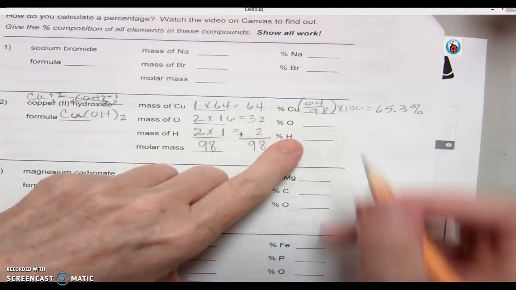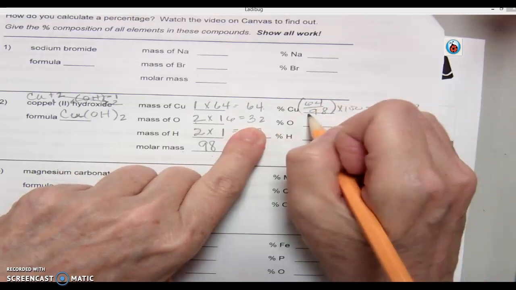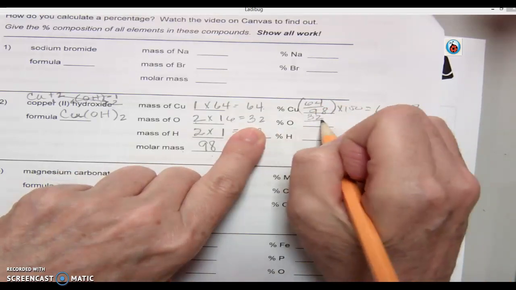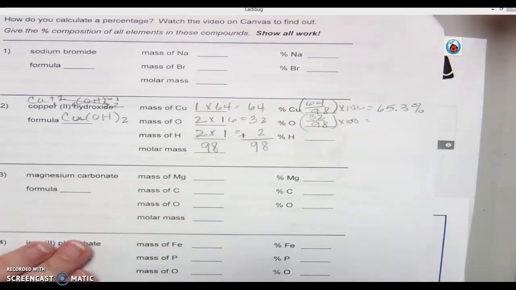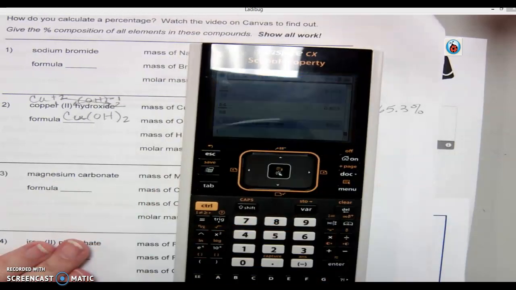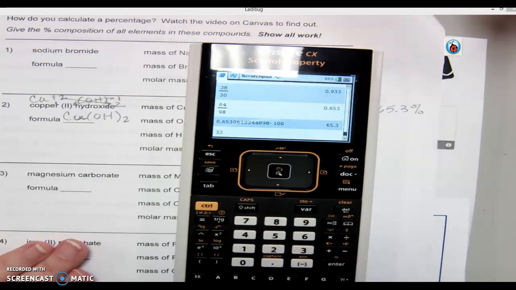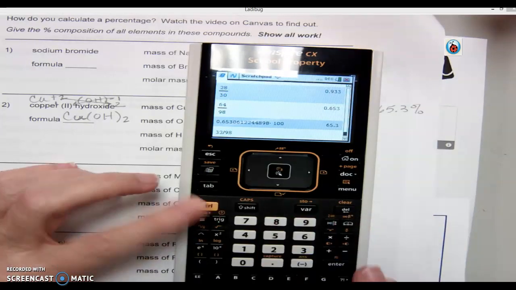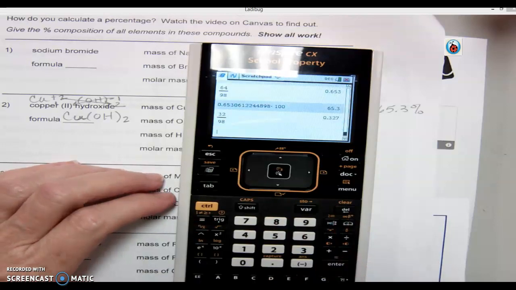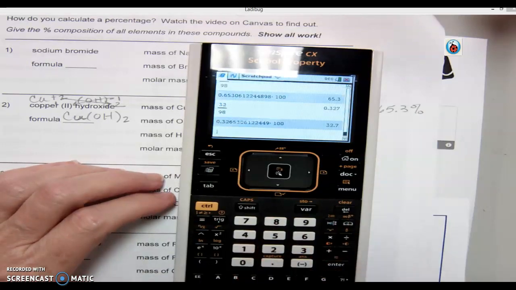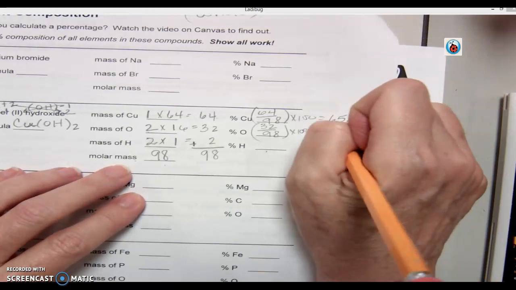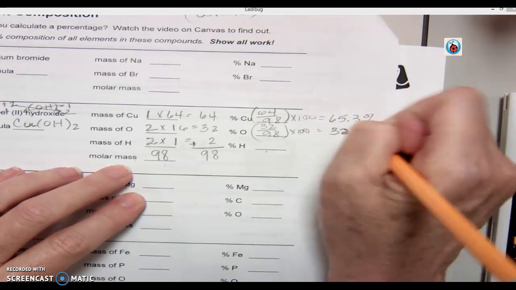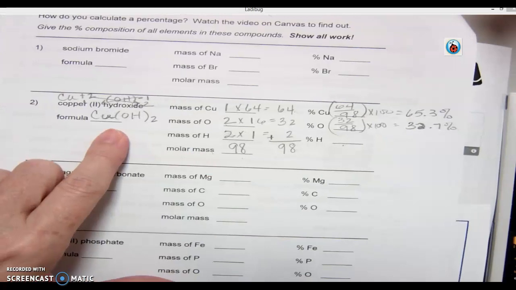Okay, we're going to do the same thing for oxygen. So what part of this is oxygen? 32 is the part divided by the whole times 100. So again, you can see that. 32, why does it look crazy? 32 divided by 98, Control Enter, times 100. So 32.7% of this formula contains oxygen.